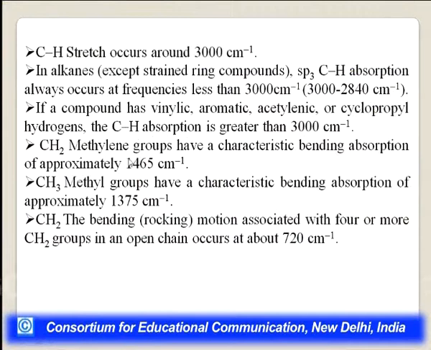Methylene groups have a characteristic bending absorption at approximately 1465. Methyl groups, that is CH3 groups, have a characteristic bending absorption of approximately 1375 centimeter inverse. The rocking motion associated with 4 or more methylene groups in an open chain occurs at about 720 centimeter inverse. So we have to look for these values to see which kind of alkane is present in a given organic compound.